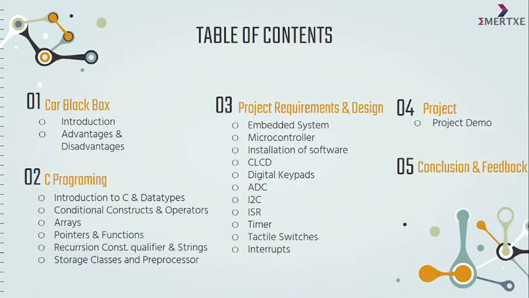Table of contents. First, I'm going to talk about the introduction of Car Black Box, its advantages and disadvantages. Moving to C programming: introduction to C and data types, conditional constructs and operators, arrays, pointers and functions, recursions and strings, storage classes and preprocessor. Then I'm going to talk about project requirements and designs, including what an embedded system and microcontroller are, installation of software, CLCD, digital keypads, ADC, I2C, ISR, timers, tactile switches and interrupts. Then I'm going to do a simple project demo, and finally conclusion and feedback.